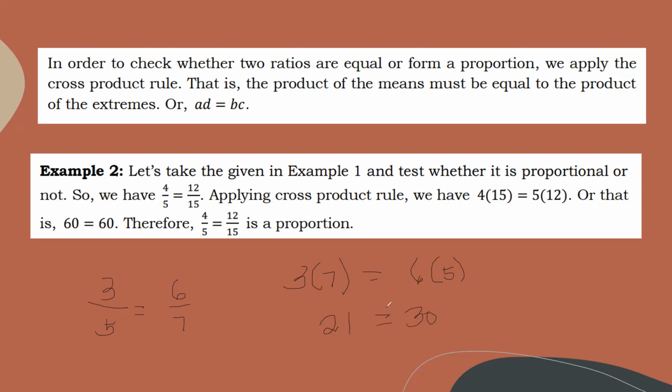So this is 21 and this is 30. So dito pa lang makikita natin na this 21 is not equal, nilagyan ko po ng line dun sa equal, is not equal to 30. Meaning, it is not a proportion. Clear po tayo? Ito yung computation ang magpapatunay kung proportion sila or hindi. Okay? Kapag equal, ibig sabihin proportion. Kapag hindi, ibig sabihin, hindi sila proportion.